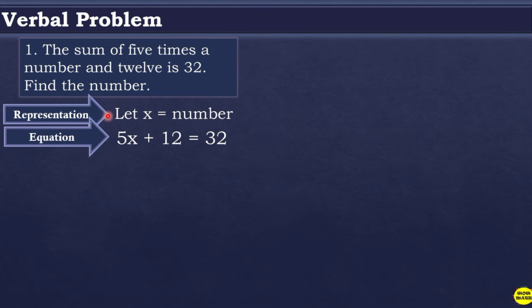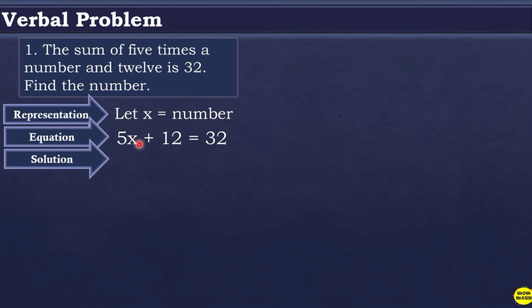Ang representation natin is x. That is your number. Ang sabi dito, the sum of 5 times a number, so 5x. The sum is addition. 5 times a number and 12, so ito yung 12. Is means equal, so is 32. Now, you already have your equation. After that, that's the time that you can now solve.